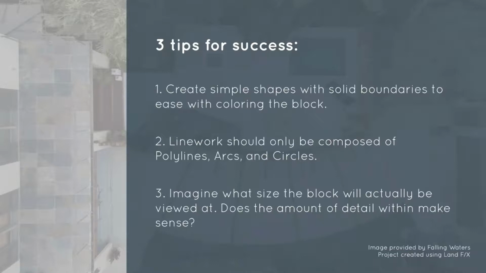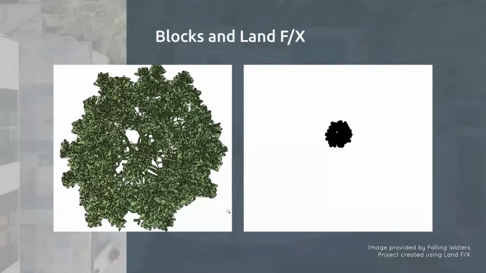So does the amount of detail make sense with how big the block is? For example, if I were to take this block here on the left, which is a tree with a lot of different detail within it, and then I print it out, and since all of these lines are not set to non-plot, I print it out into about an inch wide tree symbol there, and I just get a black blob. So it's way too much detail for such a small symbol.